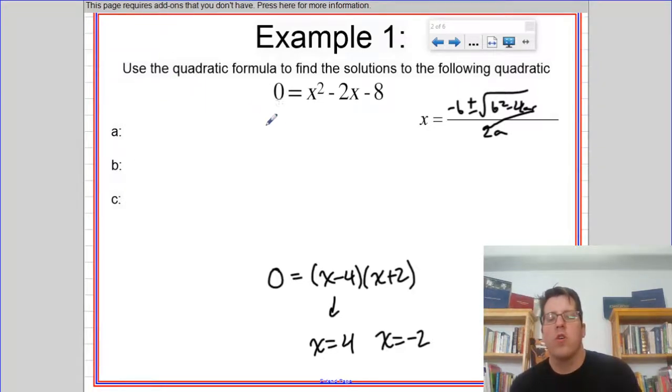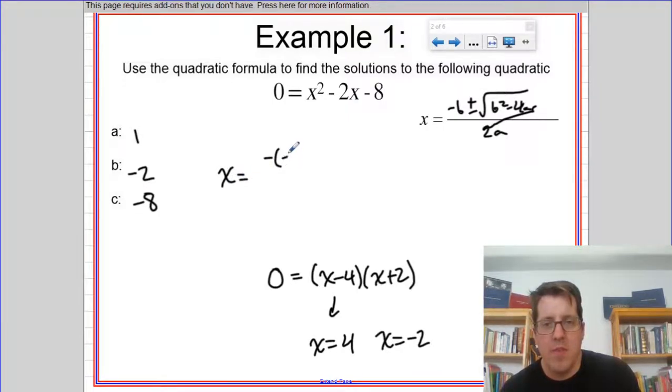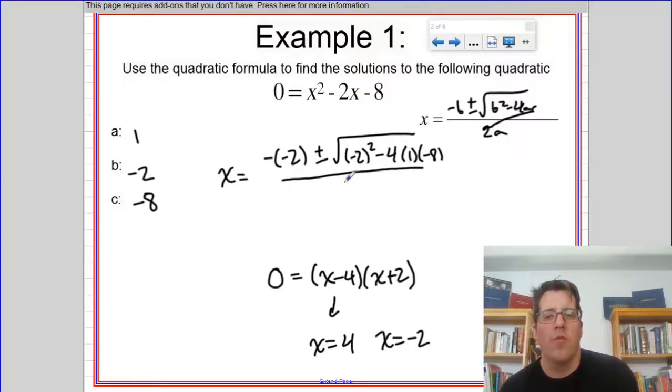So how does that work? Well, just like we've done before, you pick out the a, the b, and the c from the equation. So in this case, a is 1, b is negative 2, and c is negative 8. And you just fill them into this formula. X equals the opposite of b plus or minus the square root of b squared minus 4 times a times c, all over 2 times a.